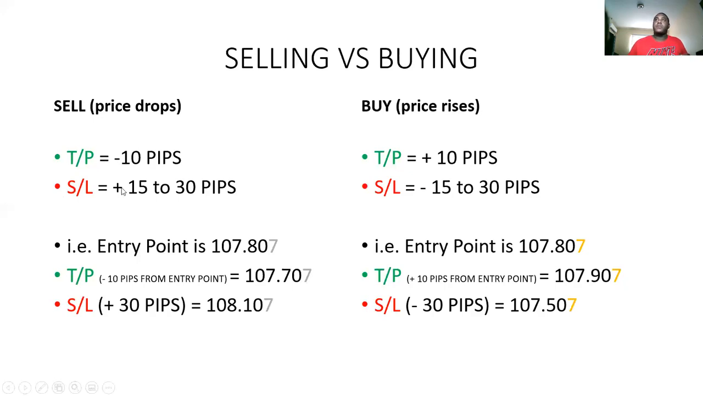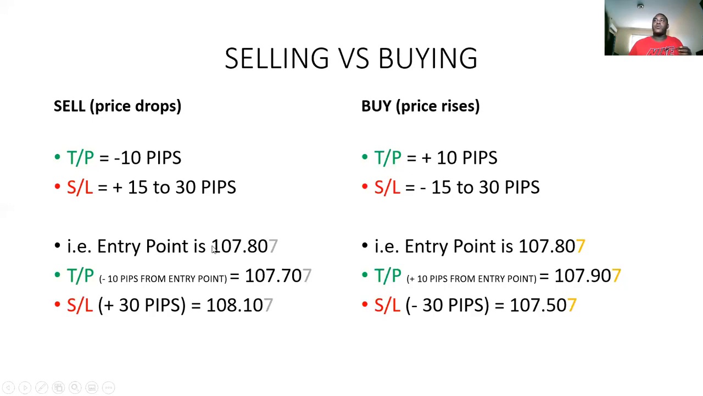So what I want you guys to look at in this example is TP minus 10, stop loss plus 15 to 30 pips. As you go through the academy, it's going to advise you, depending on your style of trading and what strategy you're using, where to put your stop loss and take profit. But for beginners, to understand how to calculate pips, we just use 10 for TP and 15 to 30 pips for stop loss.